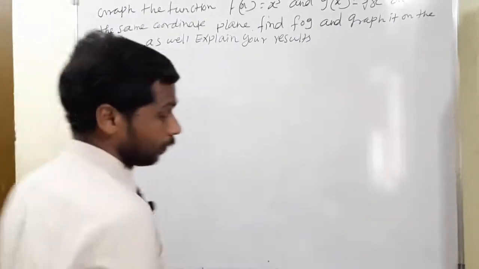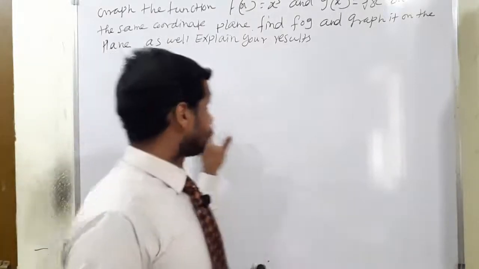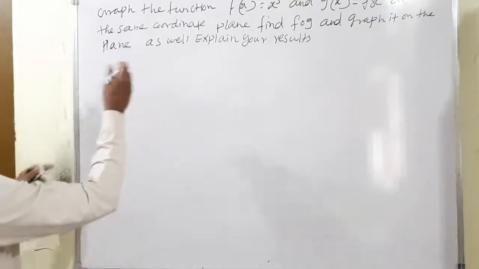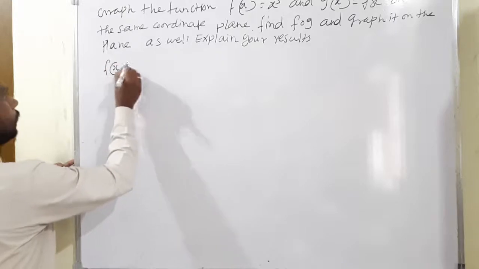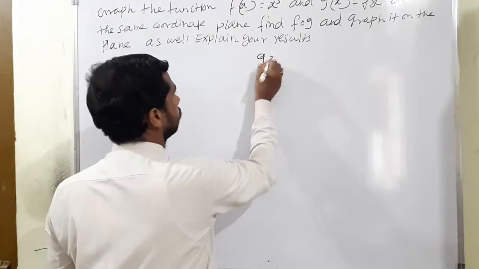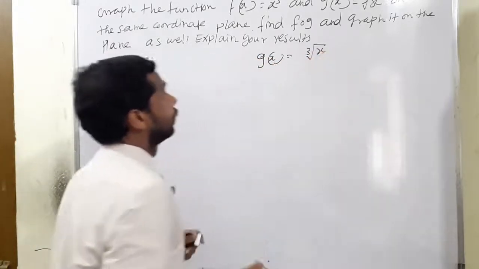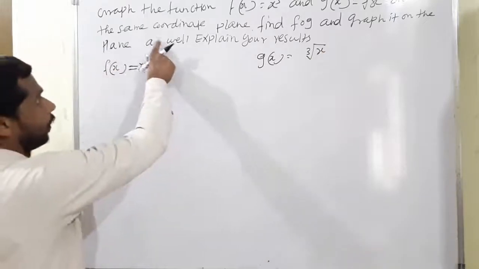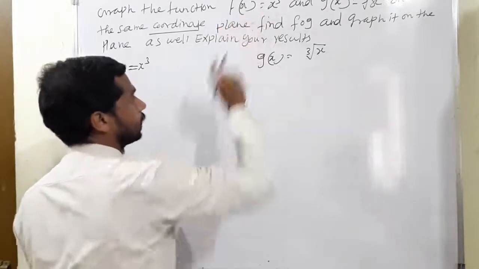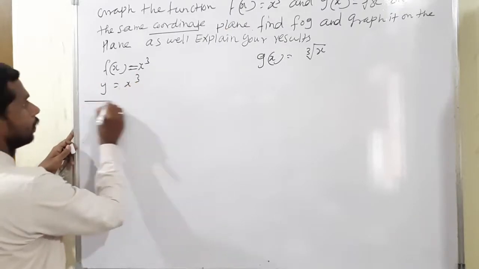I'm moving to question number 3 from exercise 1.4 homework. Graph the function f of x is equal to x cube, and another one, g of x is equal to cube root of x, on the same coordinate plane. So first we have to apply f of x is equal to x cube, which is considered for y is equal to x cube.